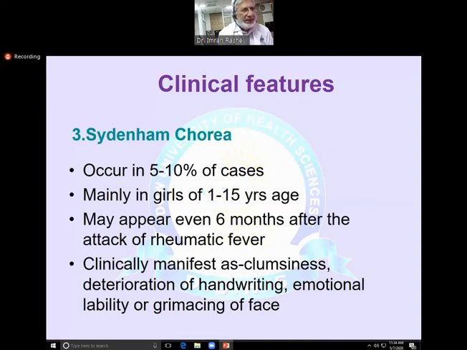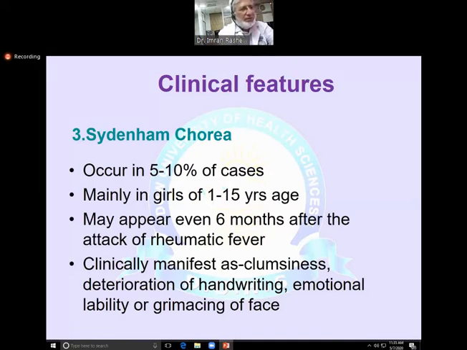Now, the third clinical feature of rheumatic fever, first was arthritis, second was carditis, and the third is Sydenham's chorea. It occurs in 5 to 10% of cases, mainly in girls of, you should correct it, it's 10 to 15 years of age, not 1 to 15 years of age. It's a typographical mistake. It's mainly in the girls of 10 to 15 years age group. It may appear even 6 months after the acute attack of rheumatic fever.